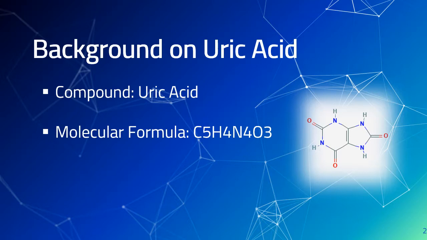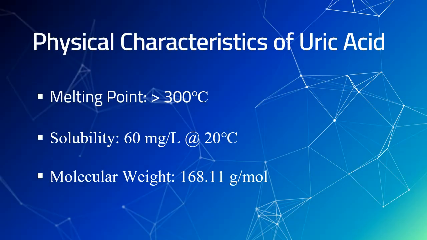The compound is, of course, uric acid with the molecular formula C5H4N4O3. And to the right, you can see the shape of the compound. Below are physical characteristics of uric acid. The first is the melting point, which is greater than 300 degrees Celsius. Solubility is 60 milligrams per liter at 20 degrees Celsius, and molecular weight is approximately 168.11 grams per mole.